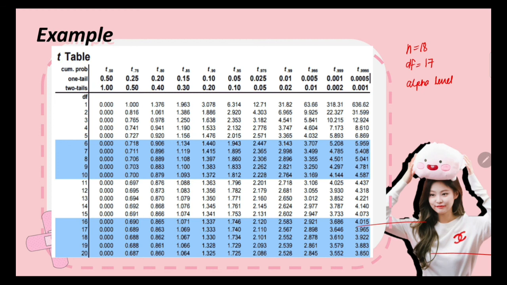And then, the alpha level is 0.10. So, hanapin po natin. Saan natin hahanapin? Dito naman natin siya hahanapin sa two-tails, kasi ang given daw ay two-tailed t-test. So, we have here a 0.10 and the degrees of freedom is 17. Then, look for their intersection. Therefore, the t-value is 1.740.